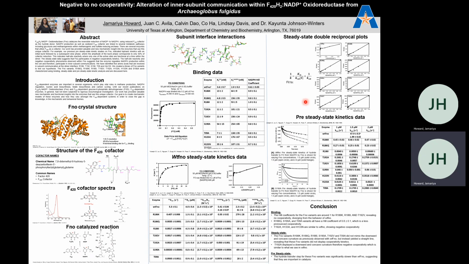In the steady state, we took this data for the NADPH and fit it to a double reciprocal plot. For the double reciprocal plots, we saw that all of the variants now show no cooperativity kinetics, with the exception of T192A, which still shows a downward and concave curvature, indicating that we see negative cooperativity kinetics. But we also took it a step further and did pre-steady state.